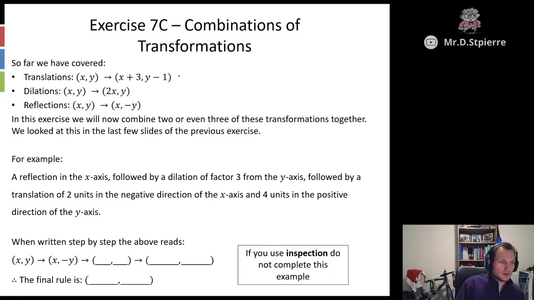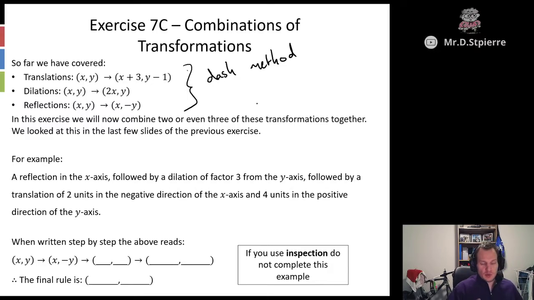To cap off what we've covered so far, we've looked at translations, and this is looking at it from a dash method point of view, which is the more technically correct, or mathematically robust, method. Here we have translations, where we are horizontally or vertically moving the graph. Dilation, where we are either horizontally or vertically compressing, or stretching it out away from the axes.